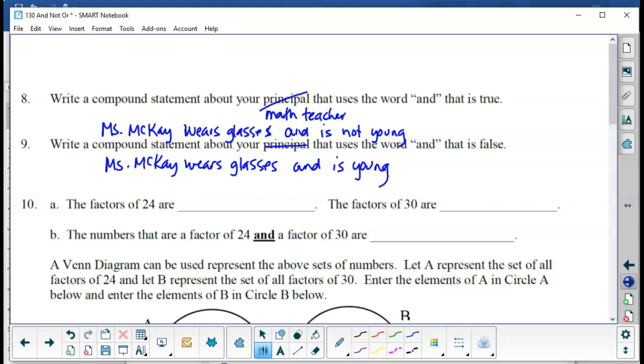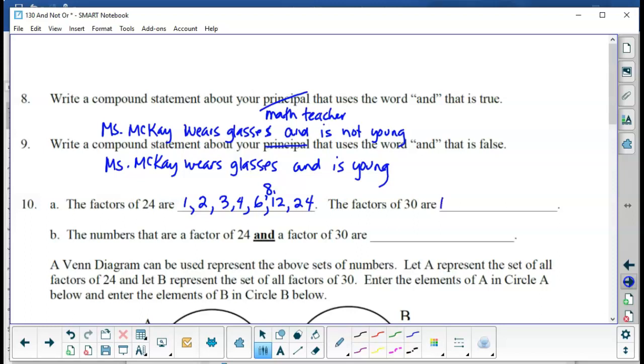All right. Next one, factors of 24. All possible factors of 24. So 1 and 24, 2, 3, 4, 6, 12, and 24. Oops, I forgot 8, didn't I? 8, yeah. 1 and 24, 2 and 12, 3 and 8, 4 and 6, yeah.